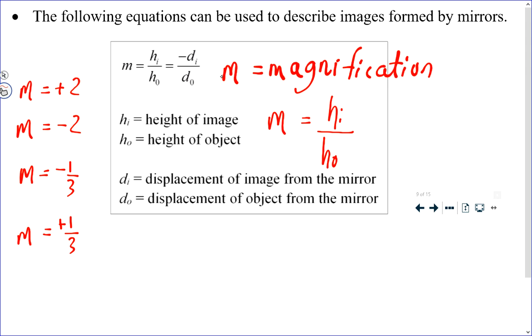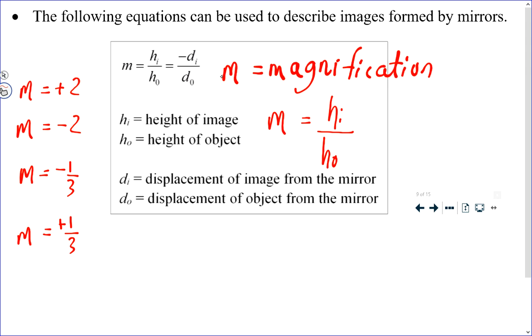So in these equations, hi is the height of the image, ho is the height of the object, di is the displacement of the image from the mirror. It's a little more complicated than this, but just think of di as how far away from the mirror the image is, and do is how far away from the mirror the object is.